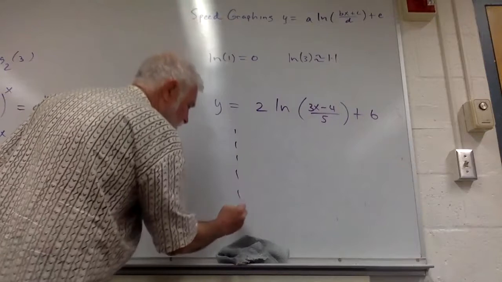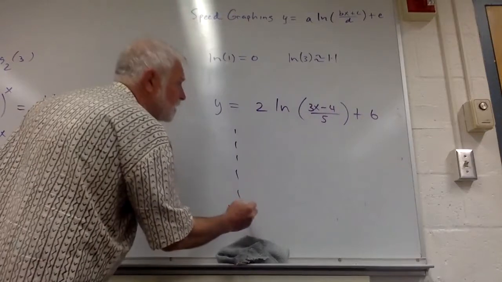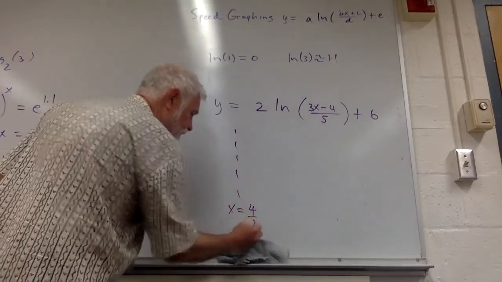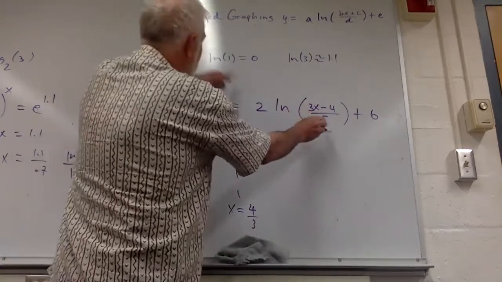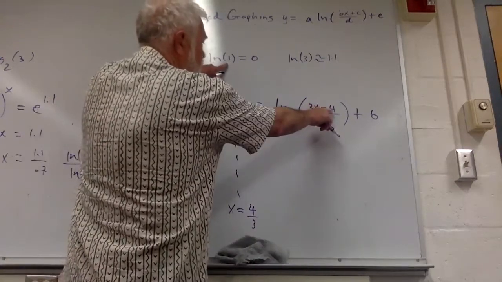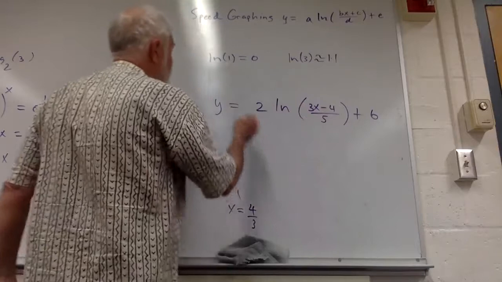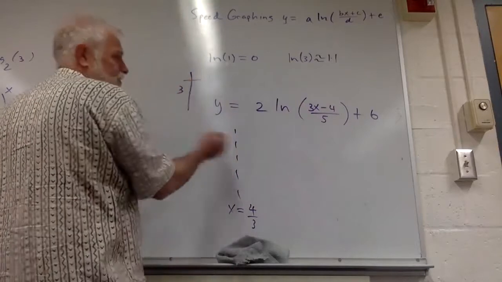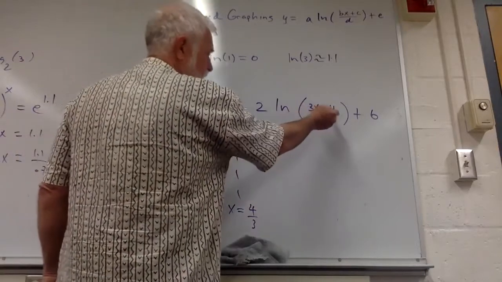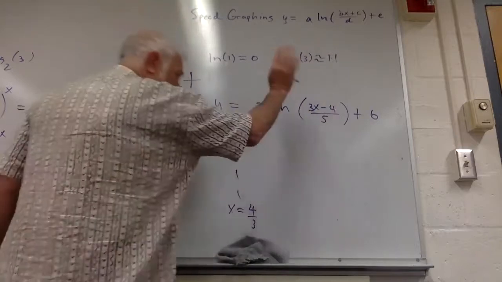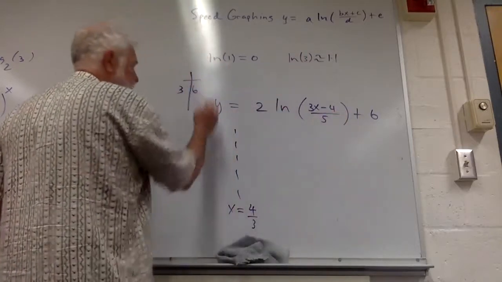So it's undefined at x equals 4/3. Yeah, that's right. 3x minus 4, so 5 times 1 is 5, plus 4 is 9, divided by 3 is, I believe, 3. Let's check it to make sure. 3 times 3 is 9, minus 4 is 5. Yeah, that's 1, so that's gone. So 6, so 3 gets you 6.